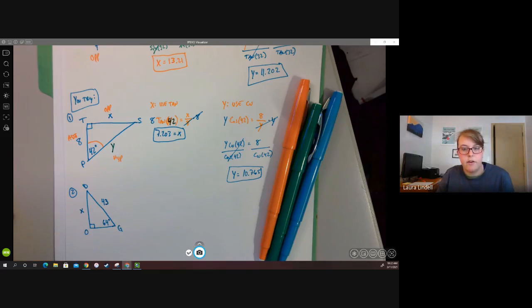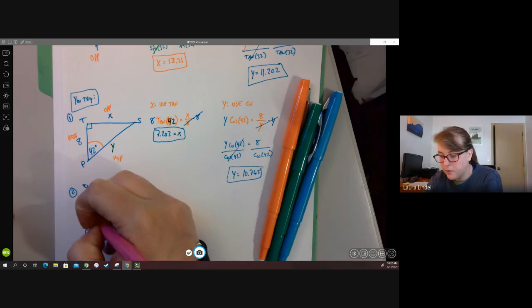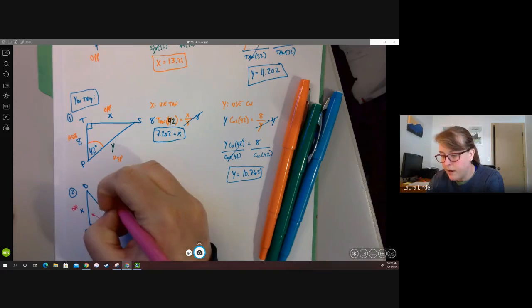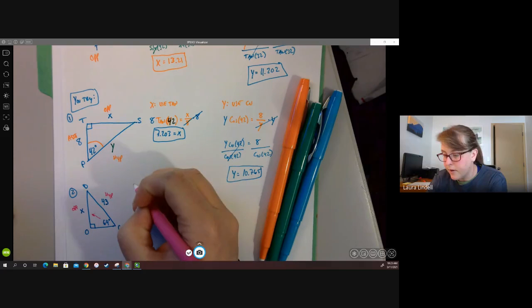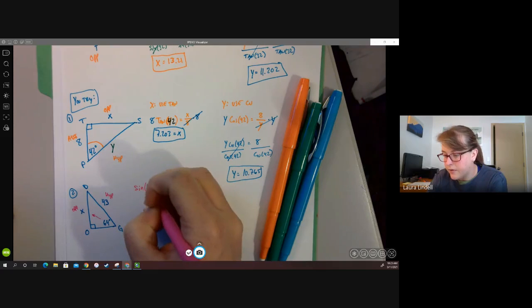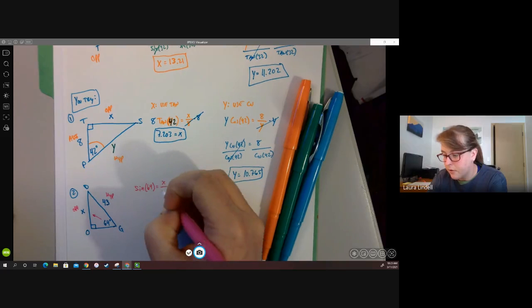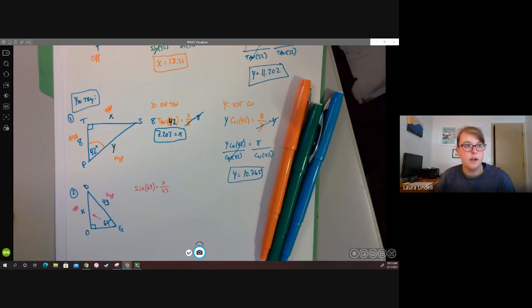All right, a couple of us have it already. Nice job. If you started off by making sure that you label that this is the opposite and the hypotenuse, then you're on the right track. And then we would want to set up the equation sine of 64 equals x over 43. That's what you did. Awesome.